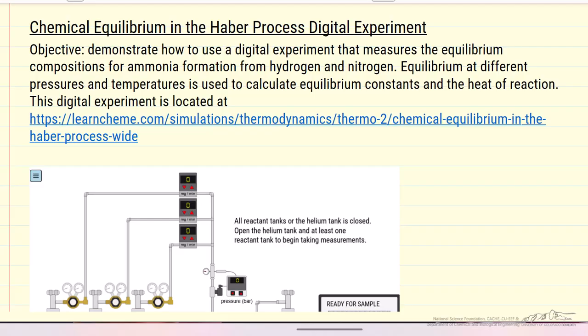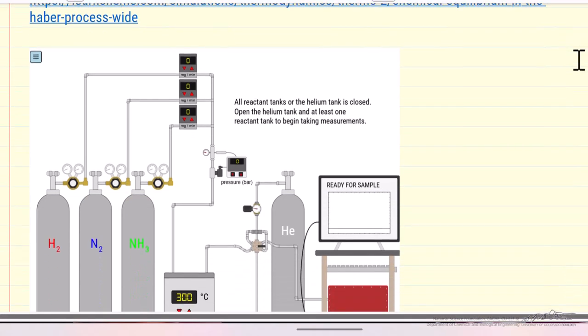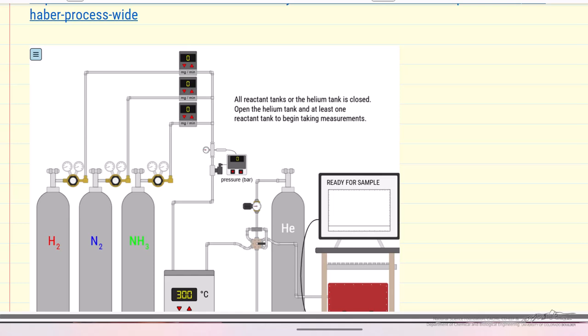I'm going to briefly demonstrate how to use a digital experiment, that is, a simulation that allows one to make measurements, collect data, and analyze the data. In this case, it's an equilibrium reaction at high pressure, where hydrogen and nitrogen react to form ammonia, and the pressure, the temperature, and the feed composition can all be changed. Here's the link to the simulation on the LearnChemE site, and here's a snapshot of what the simulation looks like.